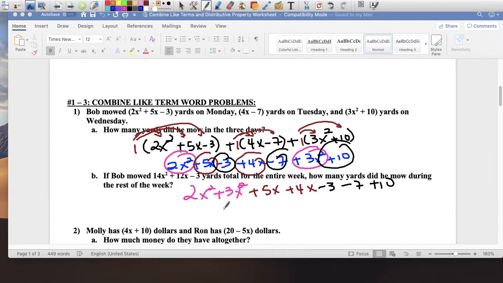2x squared plus 3x squared, that's easy. 5x squared. 5x squared plus 4x is plus 9x. Negative 3 minus 7 plus 10. So do these two first. Negative 3 and negative 7 is negative 10. And negative 10 plus 10 is just equal to 0. So I'm not even going to write that. So this is my final answer.